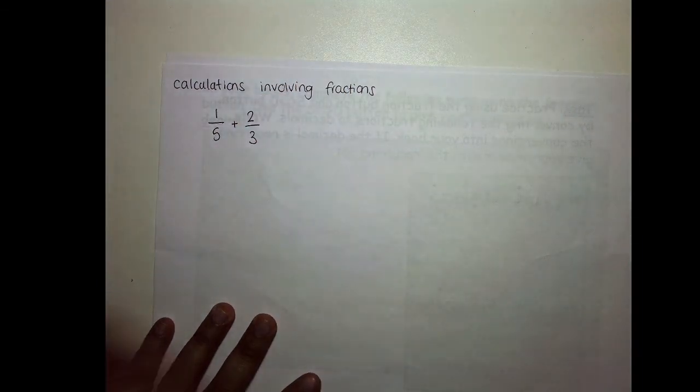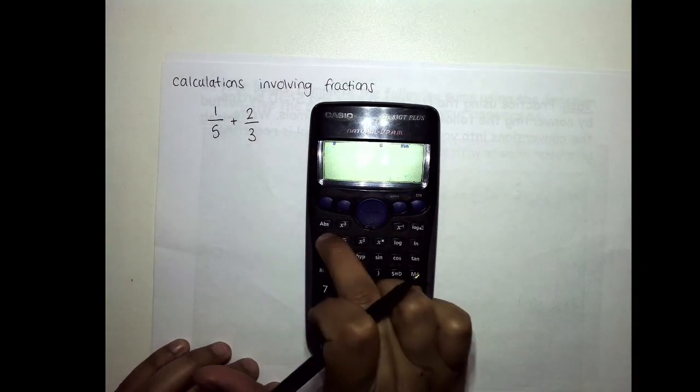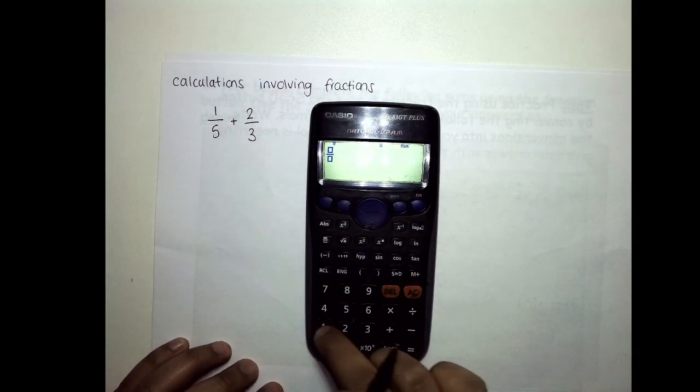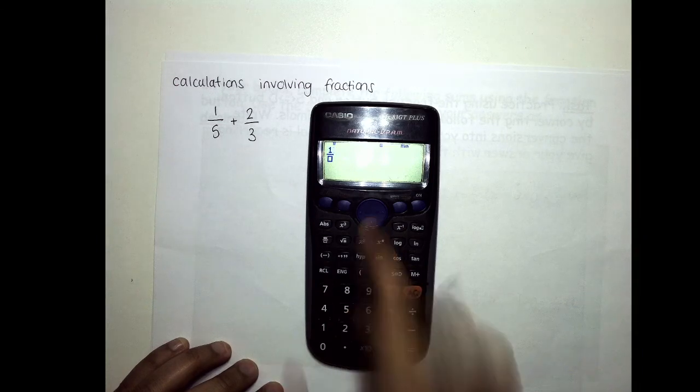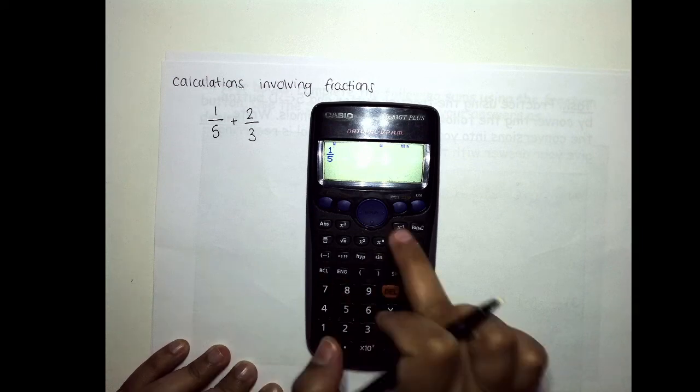So I shall get my calculator. I now know how to input a fraction. So I'll press my fraction button. I want 1/5 first, so that'll be 1 as the numerator, down, 5 as the denominator. Now because I want to continue the calculation this time, I will be pressing the side button.